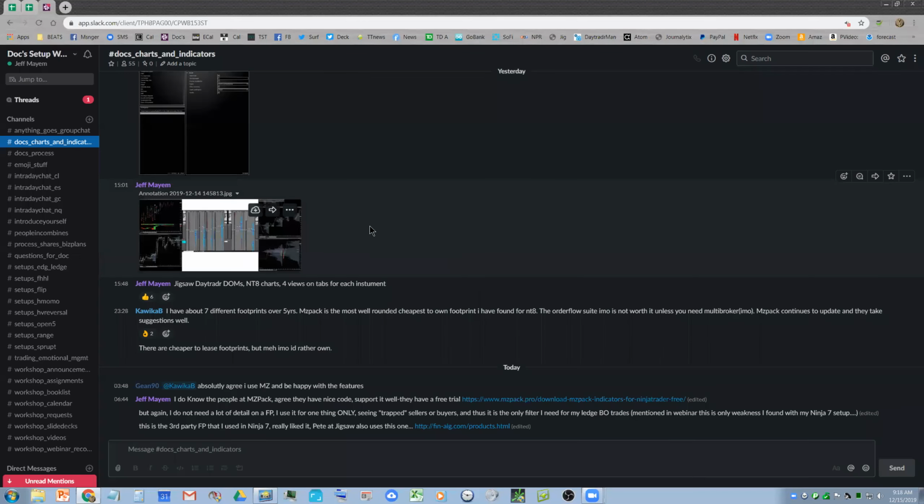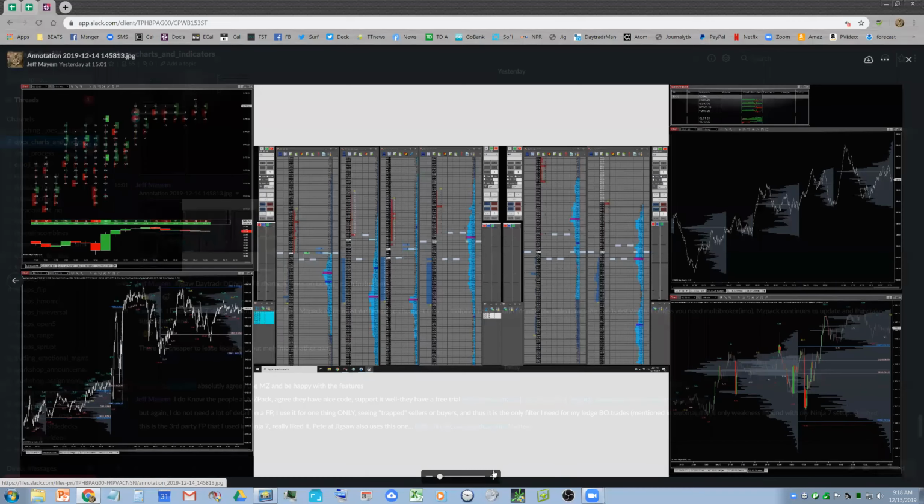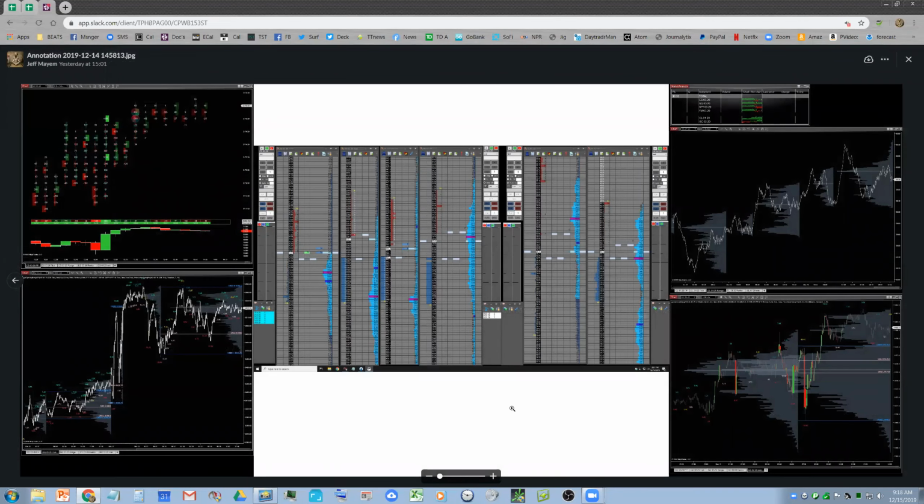But the whole idea here is that, if you look at the way this is laid out, my focus is on the middle of the screen and on the domes, because that's really all I need to see once we get going.